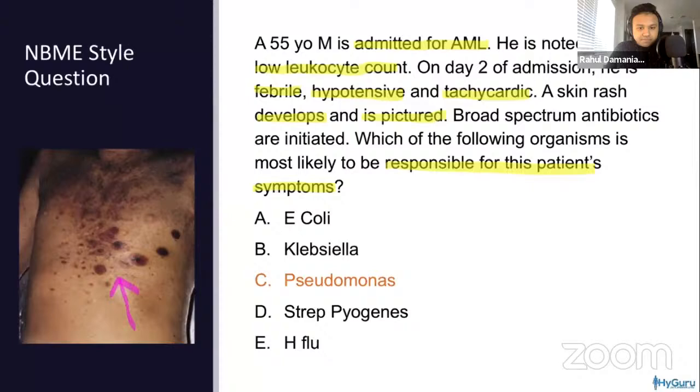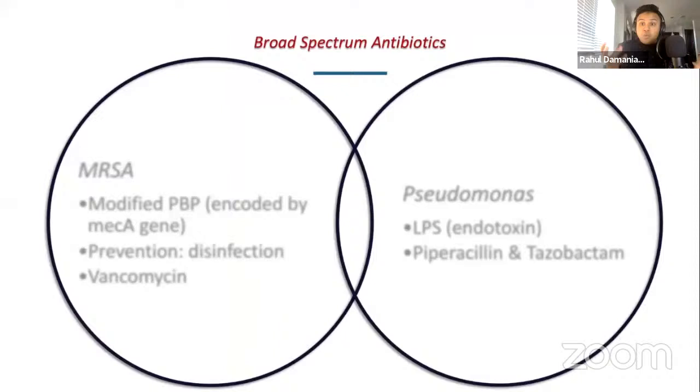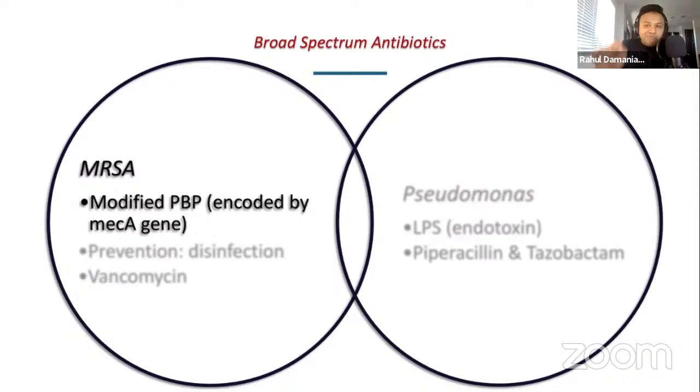So when we're thinking about broad spectrum antibiotic therapy, we want to cover scary, scary organisms. And the two scary organisms that I've been mentioning are MRSA and Pseudomonas. Now remember, how did MRSA come about? Modified penicillin binding protein. That's going to be exceedingly high yield for us to know.